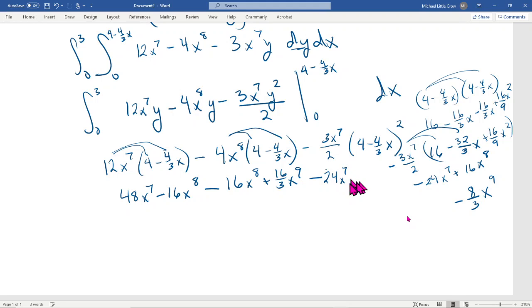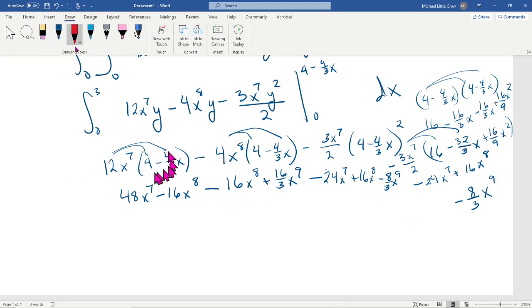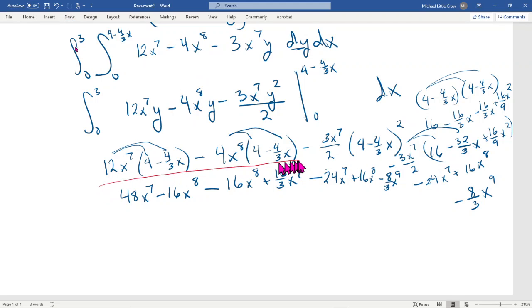Okay, the first term is negative 24x to the 7th. And I've already distributed the negative through, so then the rest of the signs just follow through. Minus 8/3 x to the 9th. You can maybe kind of see why we're only going to have so many questions.